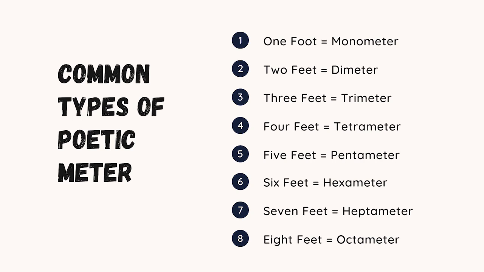So, metrical feet are repeated over the lines in a poem to create a poetic meter. The lengths of a poetic meter are the following, which are also called the common types of meter: 1 foot, monometer; 2 feet, dimeter; 3 feet, trimeter; 4 feet, tetrameter; 5 feet, pentameter; 6 feet, hexameter; 7 feet, heptameter; 8 feet, octameter.